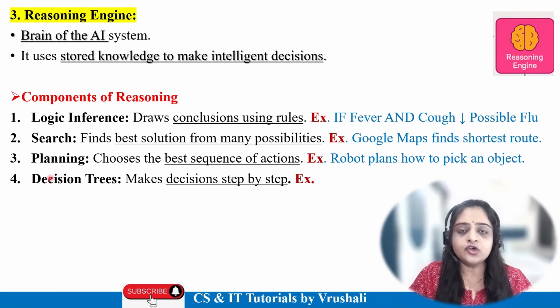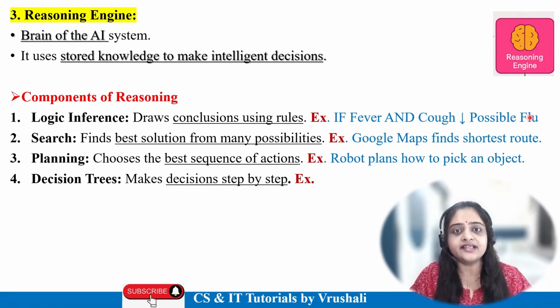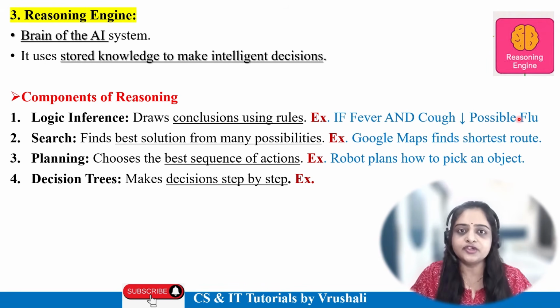Again, there are a total of four components of reasoning: logic inference, search, planning, and decision tree. Logic inference means it draws some conclusion according to past information. For example, if fever and cough are there, then the possible reason is flu. It analyzes the past information, takes the decision and draws the conclusion accordingly. This is called logic inference.